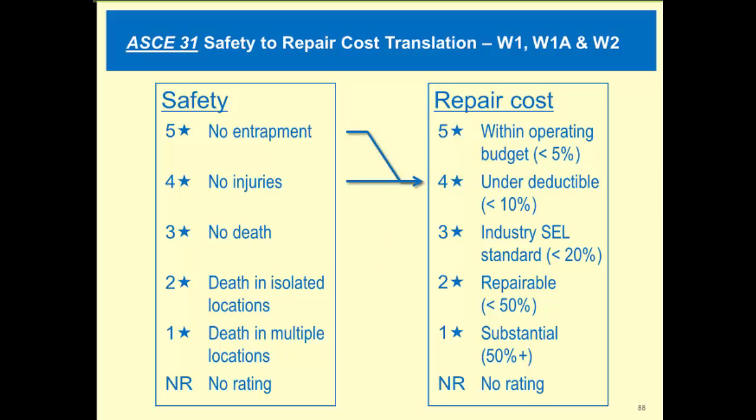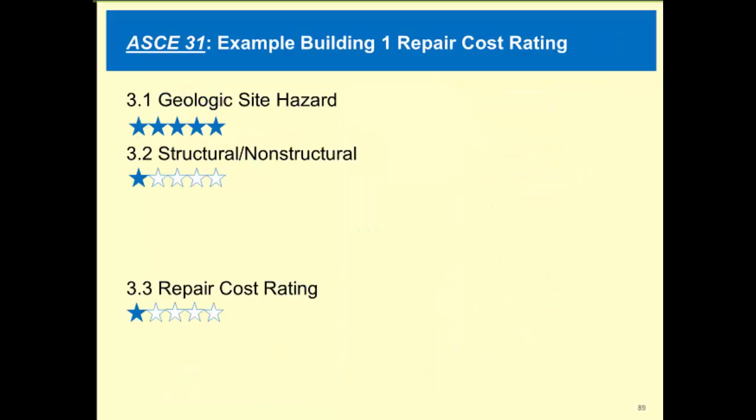And now for the wood type buildings, you'll see you get a little bit better. If you have a 5 or 4-star safety rating, you can get a 4-star repair cost. 3-star maps to 3, 2 to 2, and 1 to 1. So you get a little bit better. Wood frames are not as conservative. We used our judgment to be a little bit more lenient on the wood frame buildings.